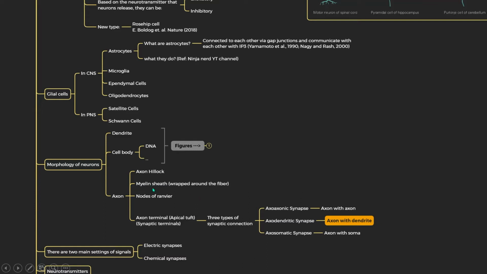We have the myelin sheath, which is wrapped around the fiber. They're wrapped around the axon. They make the action potential happen faster, and there are some nodes of Ranvier between these myelin sheaths.